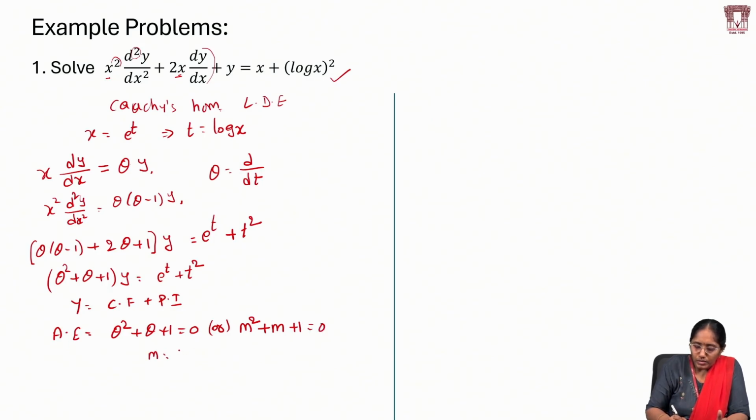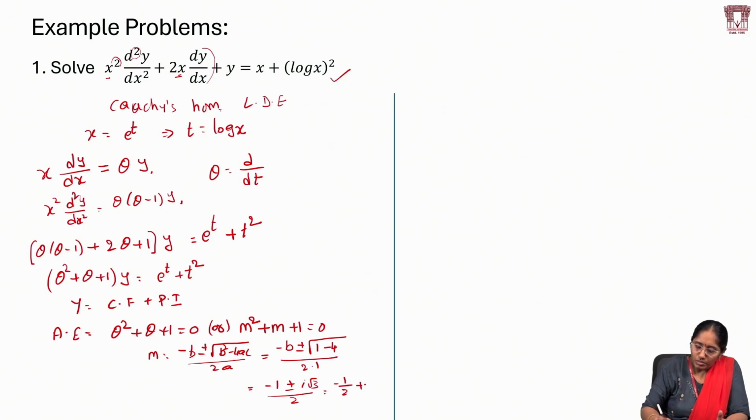The m value is found using the discriminant formula, that is minus b plus or minus square root of b square minus 4ac, by 2a. Using this formula you can find it out. Now minus b means minus 1 plus or minus i root 3 by 2, which is nothing but minus 1 by 2 plus or minus i into root 3 by 2.